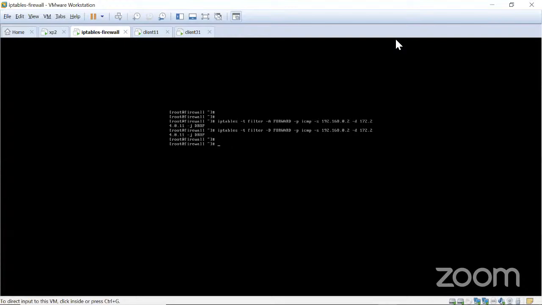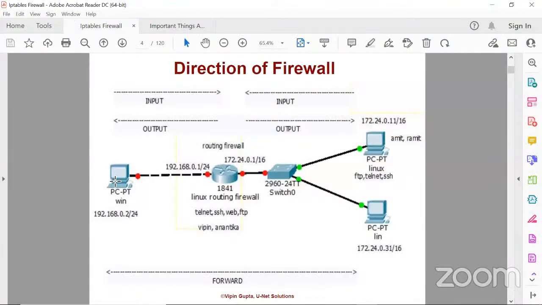Now again, let me go to the diagram. Now from this system, I want to access telnet. First, I will see whether telnet is working or not. So in my case, I've created a sophisticated lab. Here also I have implemented telnet and SSH server. And here I have created two users, Amit and Ravi. So from this system, I will try to telnet to this system. And we will see whether telnet is working or not.